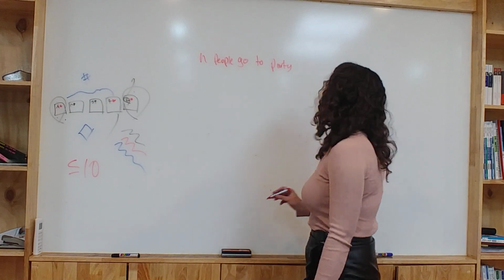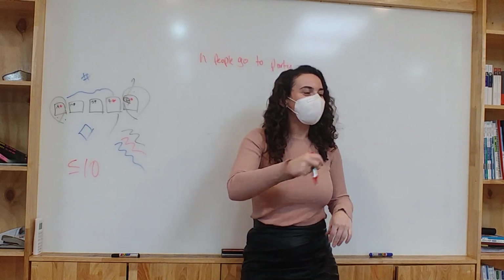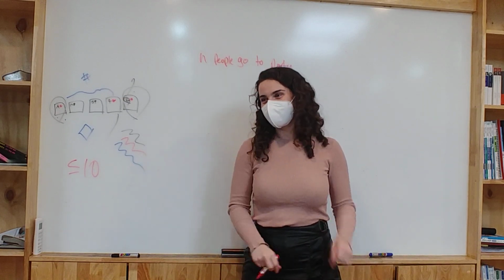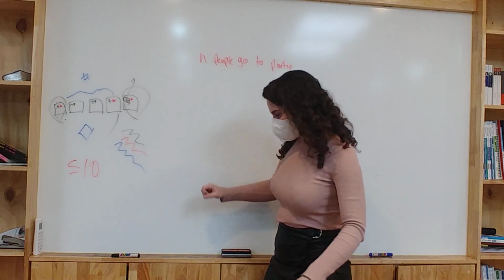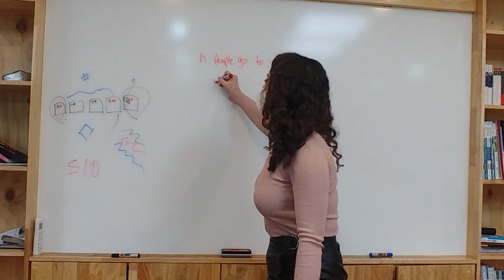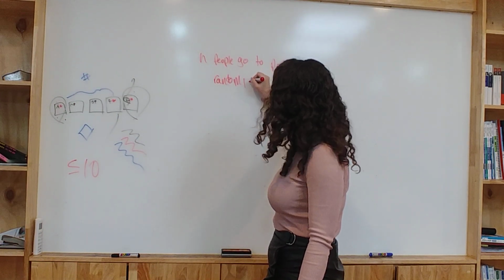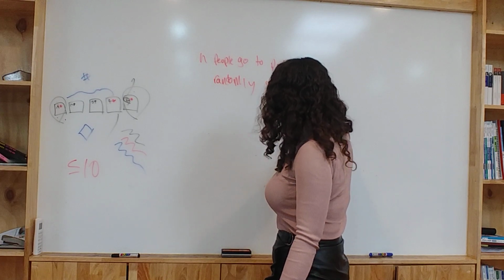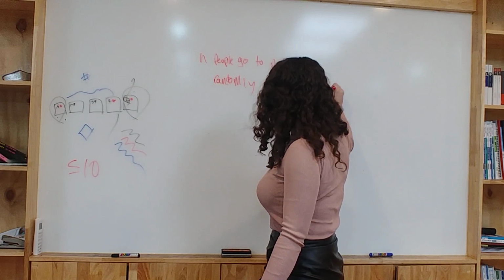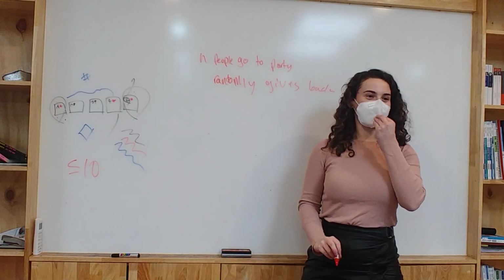He forgets. So no one's coat is known. He starts handing them back randomly. Okay, so he randomly gives them back. What is the probability that everybody gets their coat back?